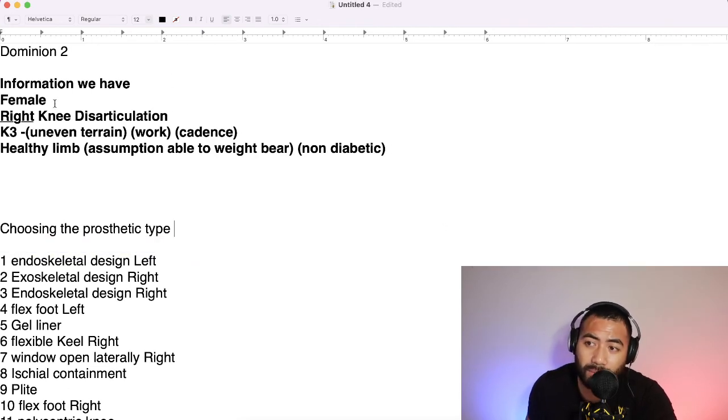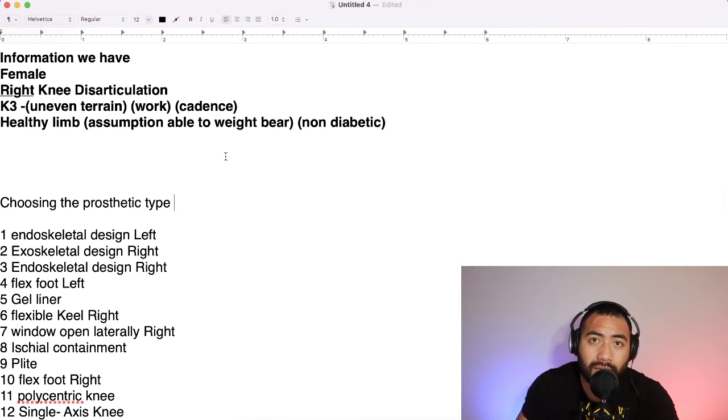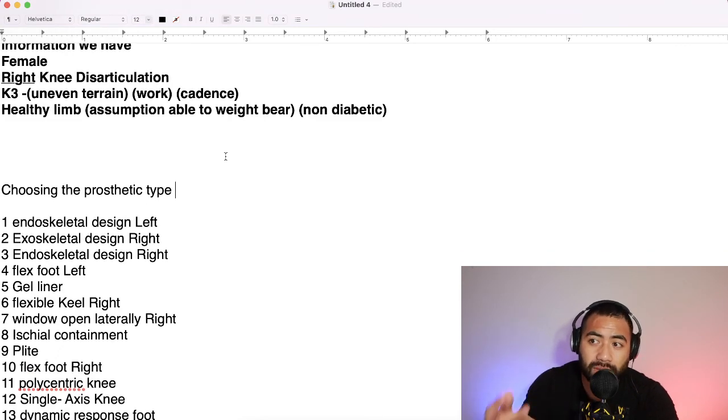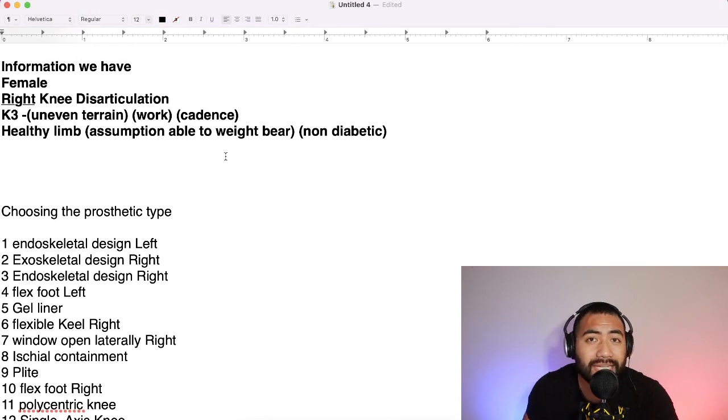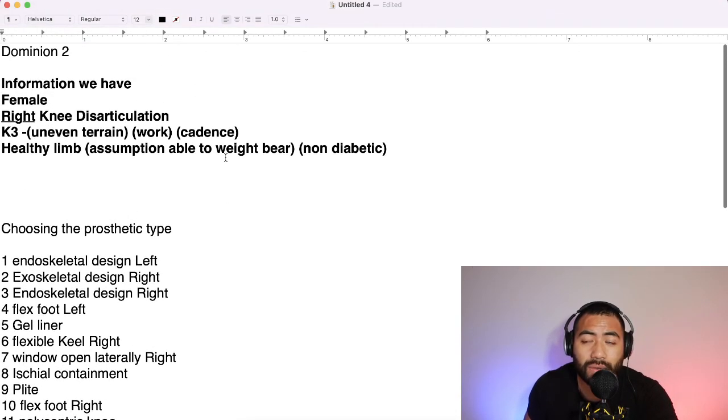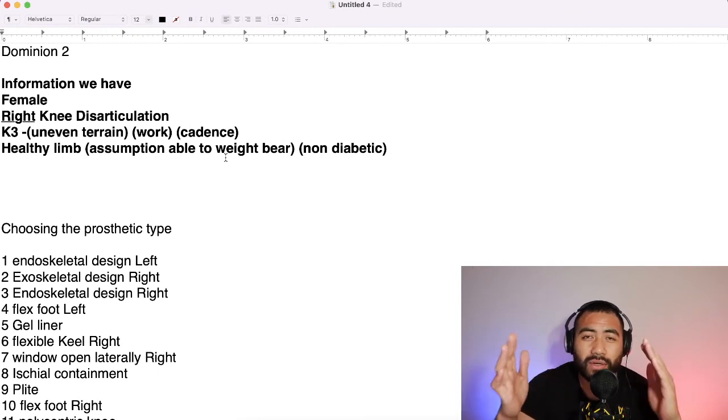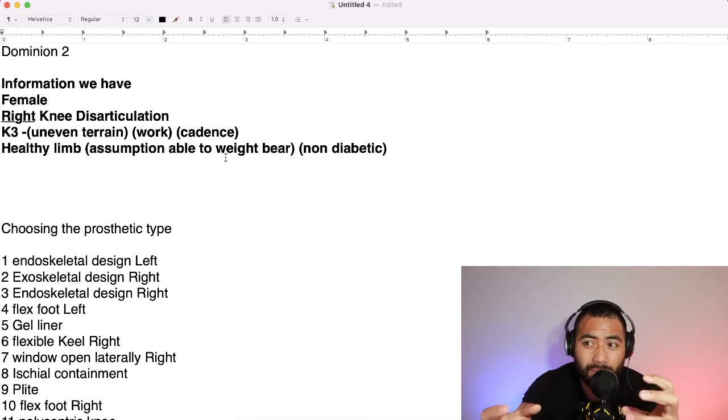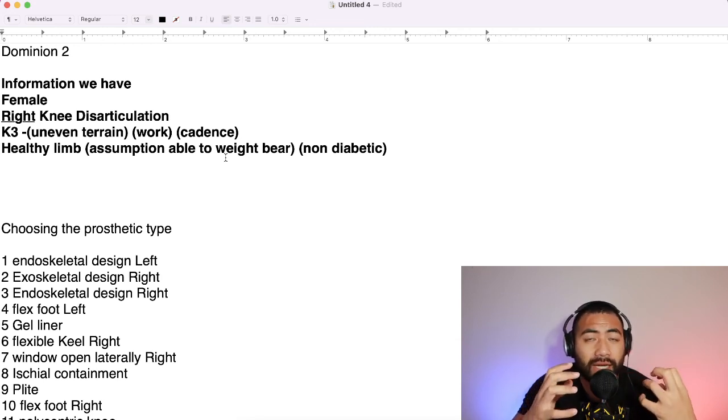So information. We have a female, right knee disarticulation, K3, uneven terrain, working cadence. So she can change her cadence. She works in construction. Remember we said that. Healthy limb, knee disarticulation. So first things first, we have to understand what we're working with here. K3, knee disarticulation. Knee disarticulation automatically puts her in a category where the limb is a little bit longer. We can have a little bit more leverage. There's a little bit more information that we can gather from here.